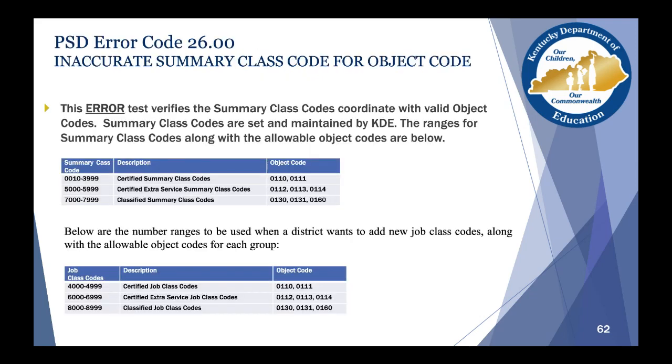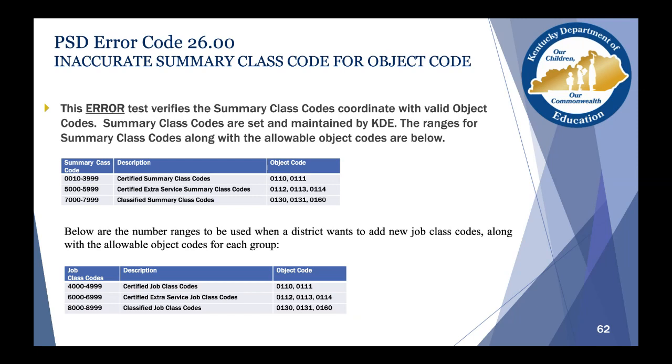So inaccurate summary class code for object code. This is error code 26. This error test verifies the summary class codes coordinate with the valid object codes. Summary class codes are set and maintained by KDE. So remember, summary class codes cannot change. You have to adhere to the KDE list. The range for summary class codes along with the allowable object codes are below. So you're seeing the summary class codes of 0010 to 3999. The object codes with that is 0110 and 0111, and that just kind of follows through with the grid.